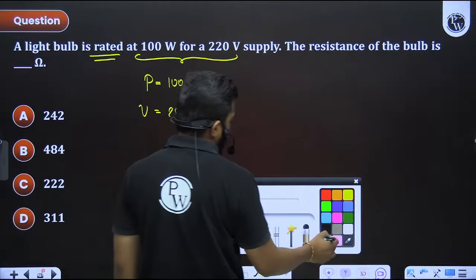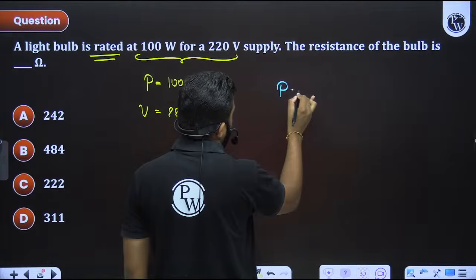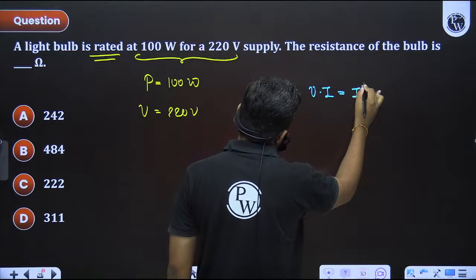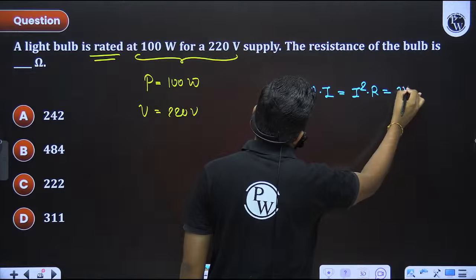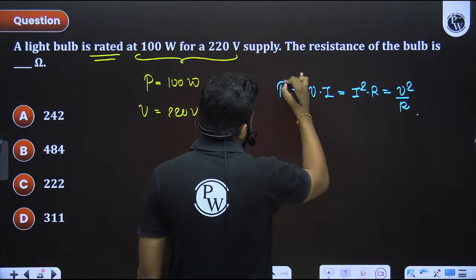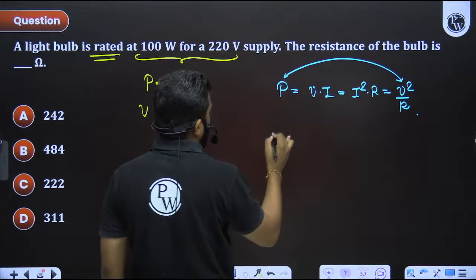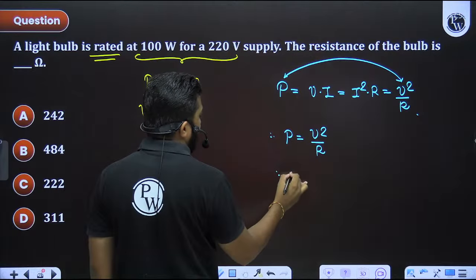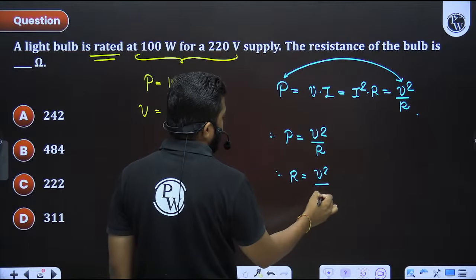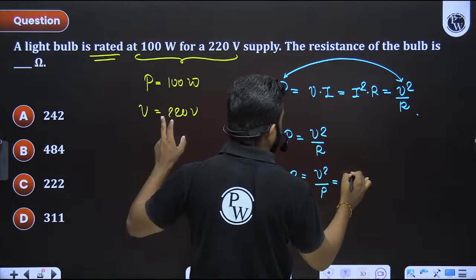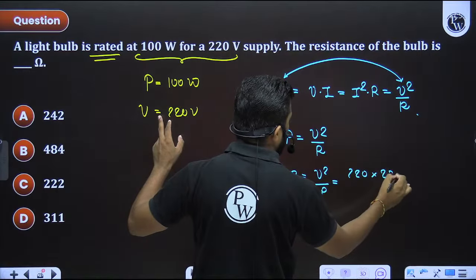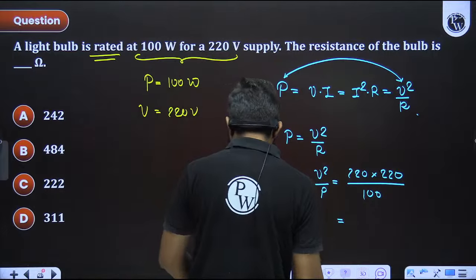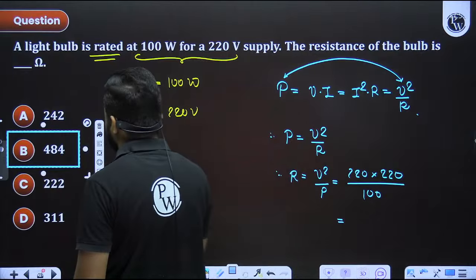So there is a famous equation: power P is equal to V into I, P is equal to I square into R, and P is equal to V square by R. By the last equation, I can say the power is equal to V square by R. So if I have to find the value of R, just divide V square by P. The value of V is 220 multiplied by 220 divided by the power 100, the zeros cancel, 22 multiplied by 22. The final answer is 484.